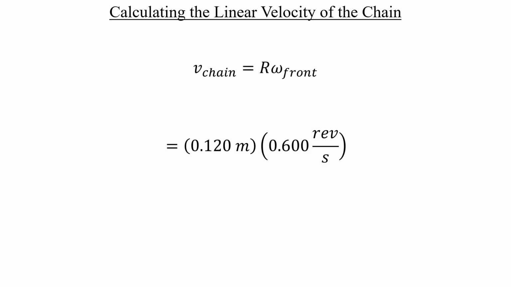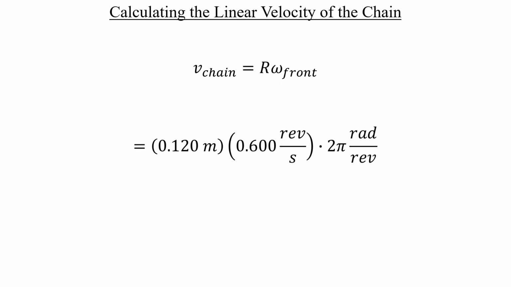However, there's a problem here. The proper unit representation for angular velocity is not revolutions per second. It needs to be radians per second for us to continue. We can fix this pretty easily by multiplying this line by 2 pi radians per revolution. And this way, the revolutions units will cancel out. Let's go ahead and multiply all of this together now.